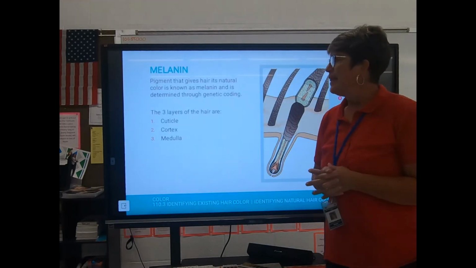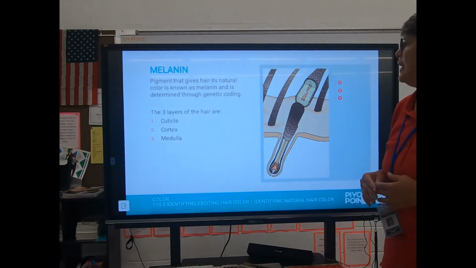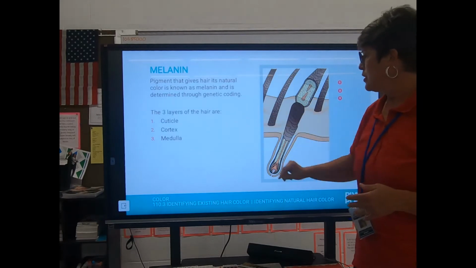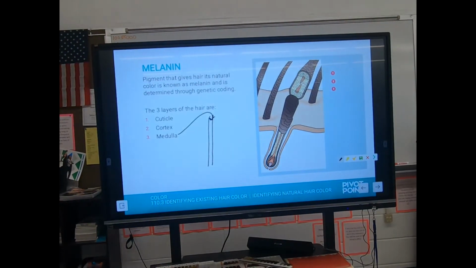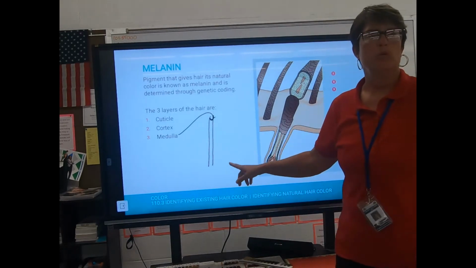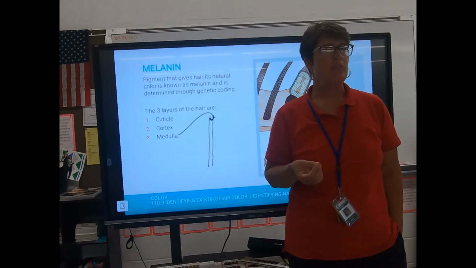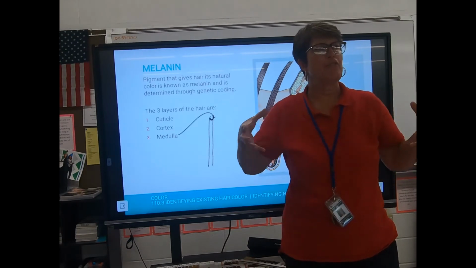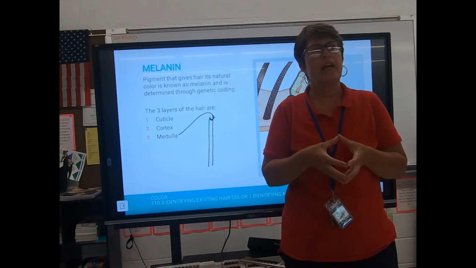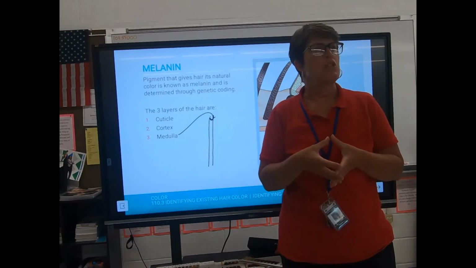All right, melanin. This is the pigment that gives hair its natural color. Okay, so it is inside the cortex. This is very important. You need to know the 3 layers of the hair. So you've got the medulla in the middle. Not everybody has a medulla. If you have fine hair, you do not have a medulla. It has no known function, but we do know if it's present, it makes the hair fatter. Therefore, you don't have fine hair, you have medium or coarser hair. Fine hair pretty much does not have a medulla.